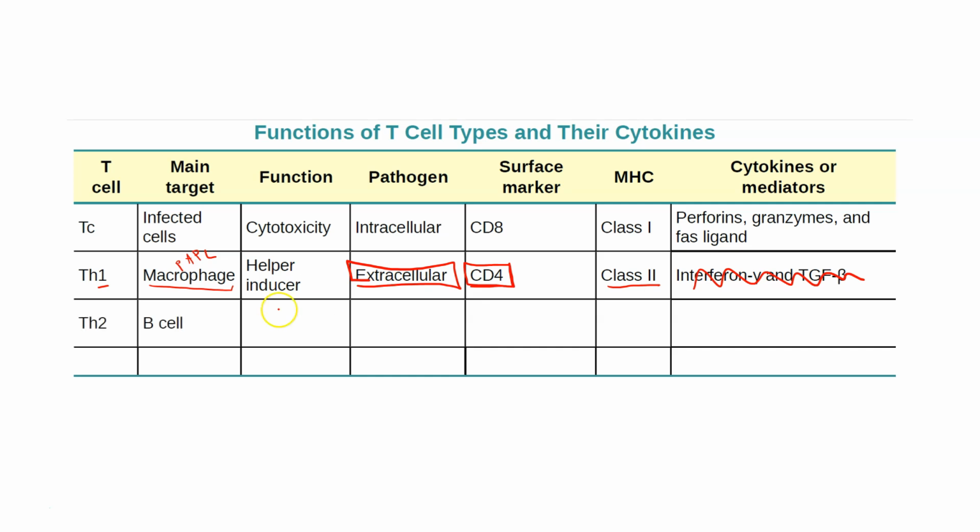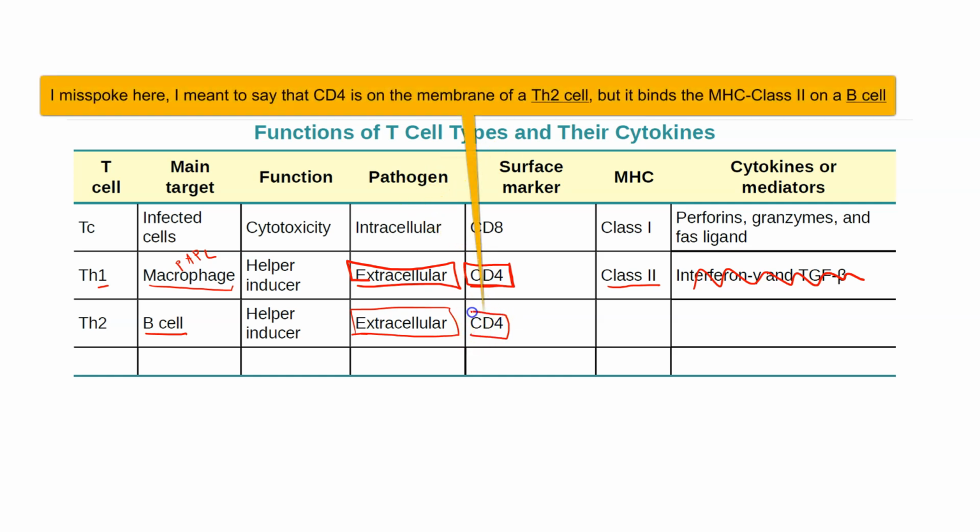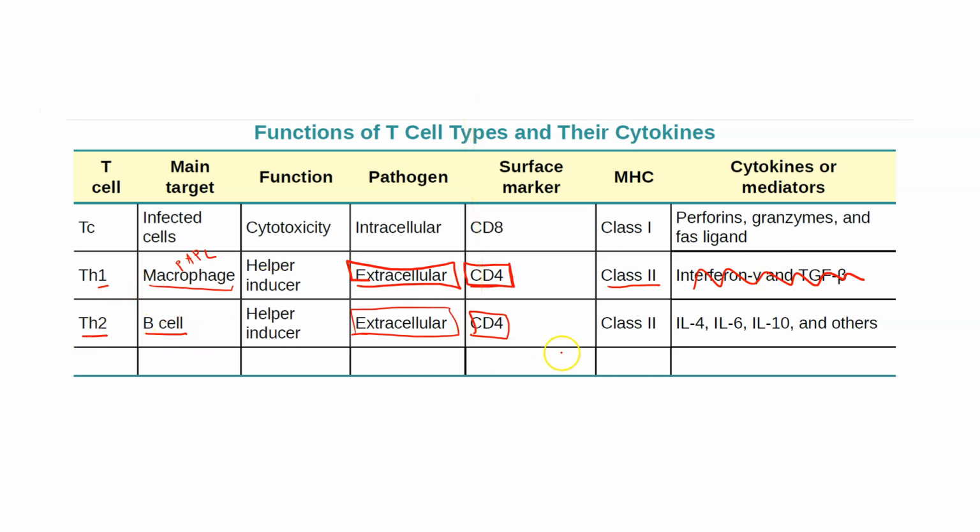Okay, T helper 2 cells, they like to bind B cells, and they also help B cells. When they activate B cells together, the main effect is to seek out and destroy anything that's outside of the cells. So this would be, again, parasites or virus or bacteria that have not invaded and infected a cell yet, but they're still in the fluids of the body. The B cells will express CD4, same as the macrophages, and that CD4 binds class 2. And when a Th2 cell binds to a B cell, it activates it by releasing all of these cytokines, which, again, I'm not going to ask you to memorize.